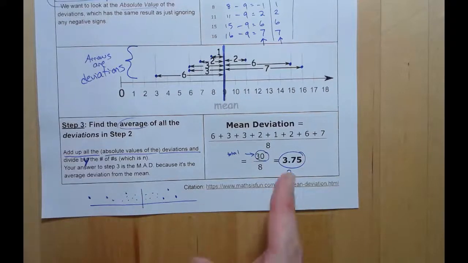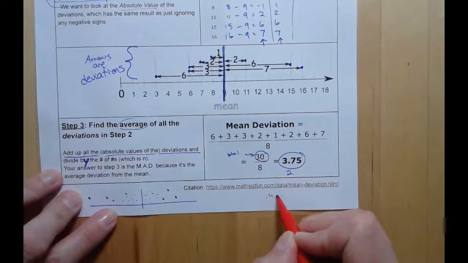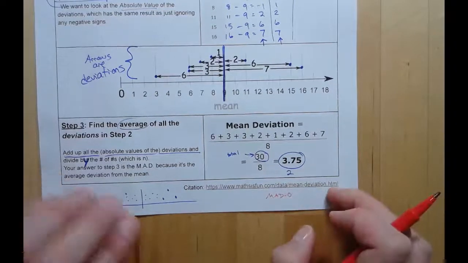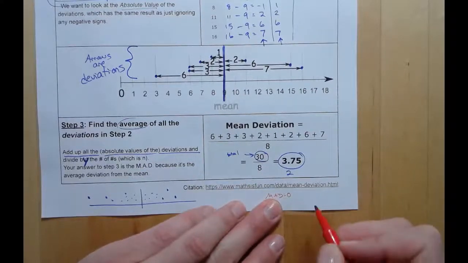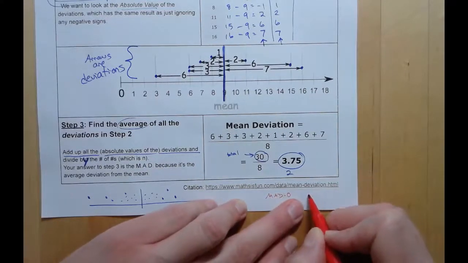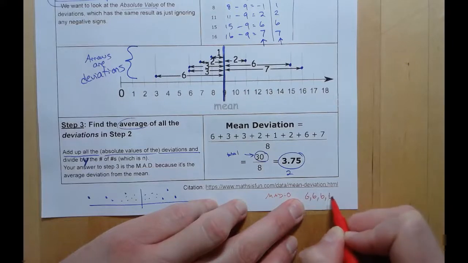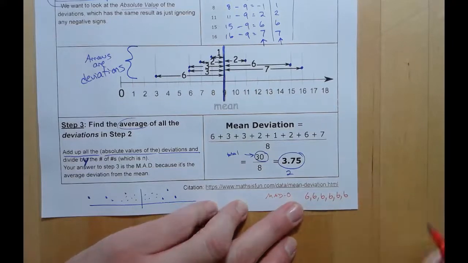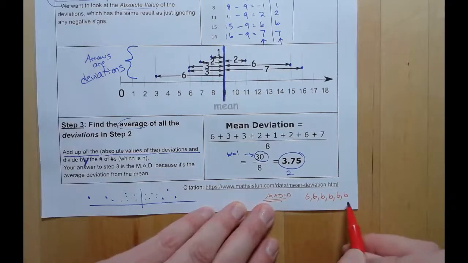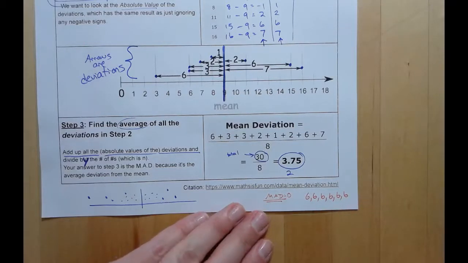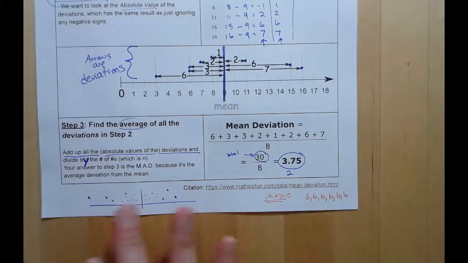Say the MAD was actually 0. Let's say the MAD was 0. What that means is that there is no deviation from the mean. That means that every single data point was the same. So let's say 6, 6, 6, 6, 6. Okay? All these data points have no deviation. The mean is 6, and none of them deviate. So hopefully those examples help.